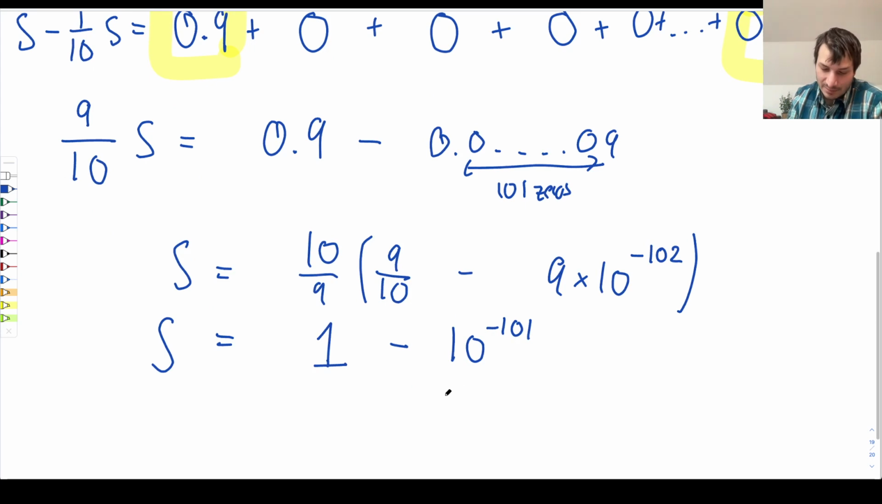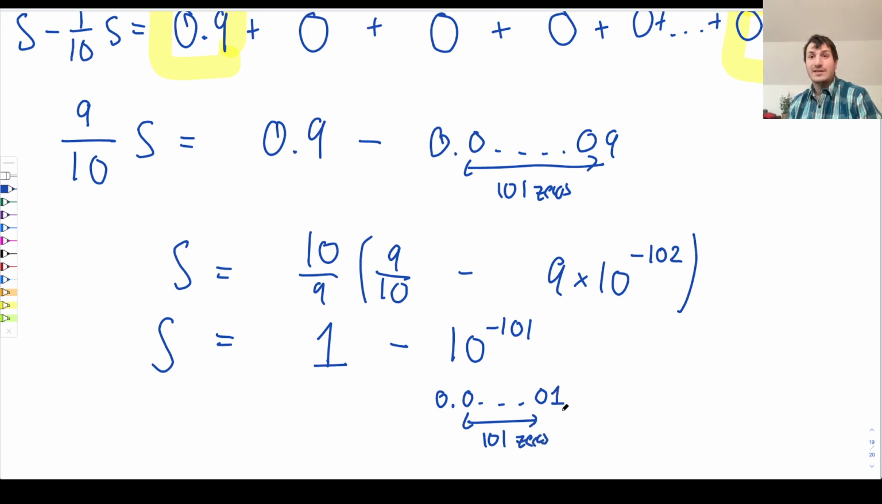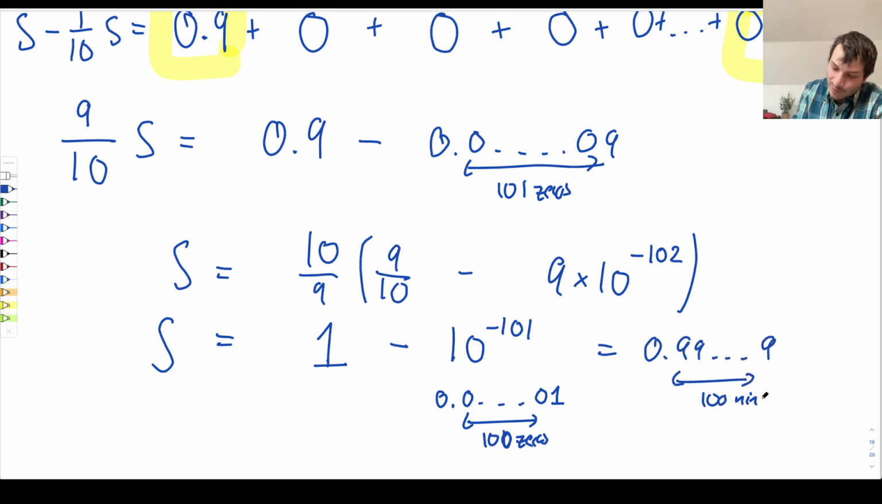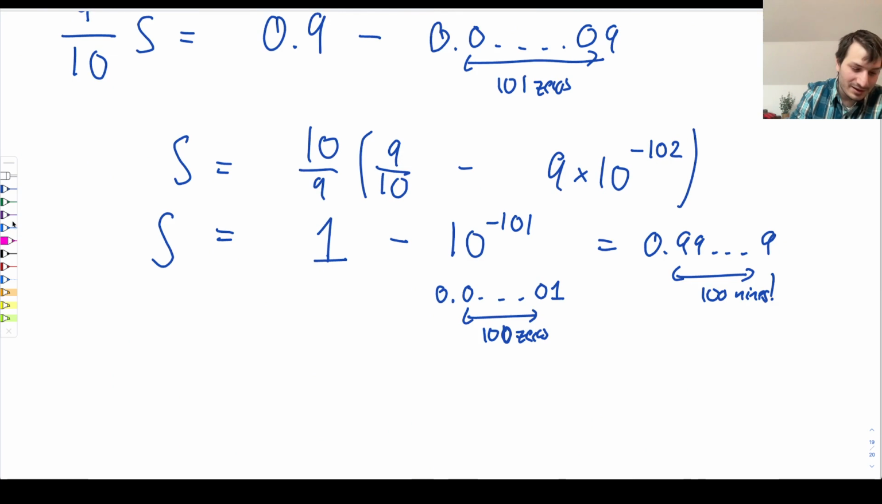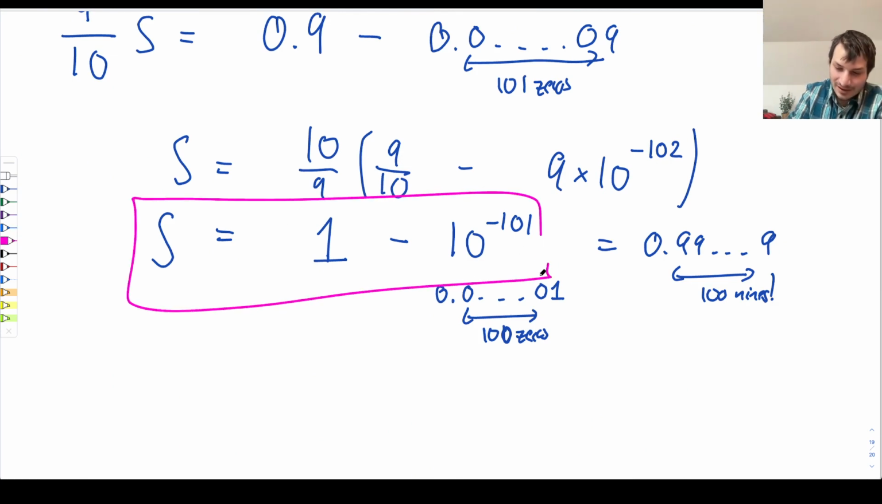10 to the minus 101 is the number 0.0, 101 zeros, 1, right? Maybe it's 102 zeros. No, 100 zeros. Okay, great. Yeah, okay. 100 zeros. So it's 1 minus 100 zeros 1, also known as 0.999 with 100 nines, right? Which is what we knew. We knew the answer already when we started. But look, we have expressed the answer in this really nice way. It's 1 minus a tiny bit.